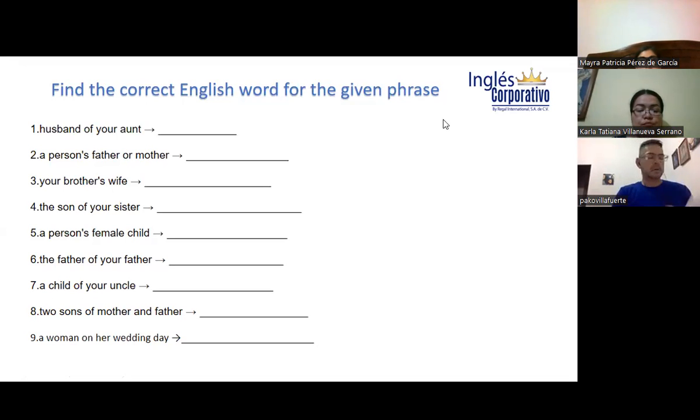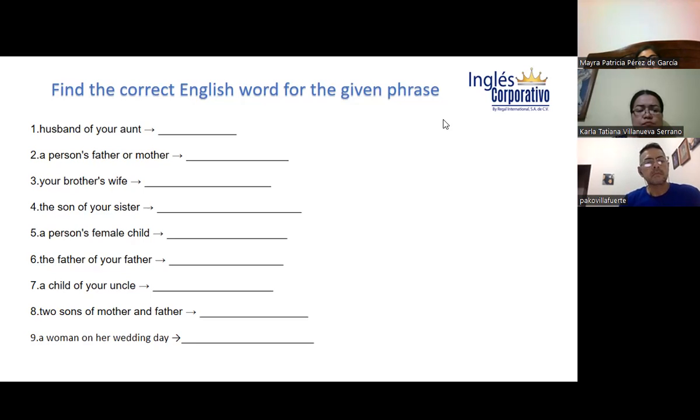Let's go with the first one. Number one, we said, the husband of your aunt is your uncle. That was the first one. The husband of your aunt is uncle. A person's father or mother is a parent. And also the plural is parents, to say padres in Spanish. Your brother's wife is sister-in-law. That's what we said yesterday. Your brother's wife is sister-in-law.